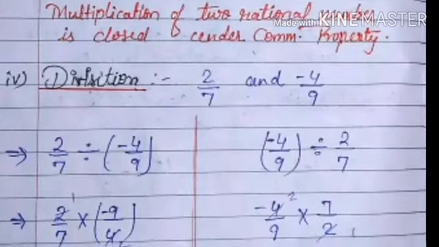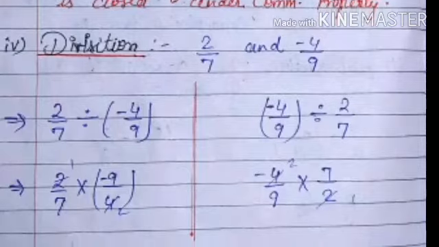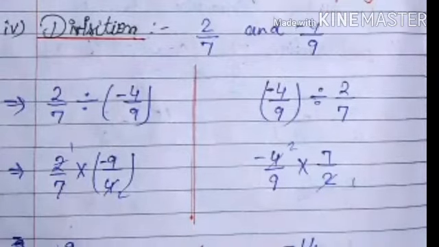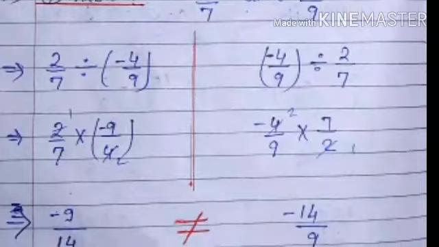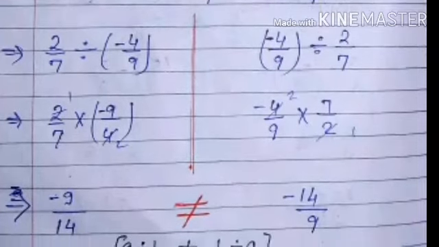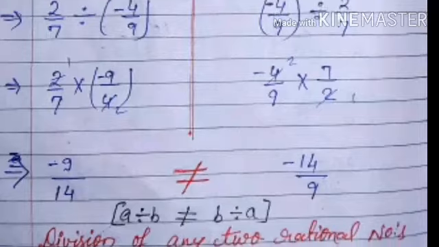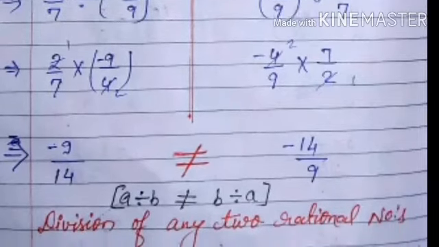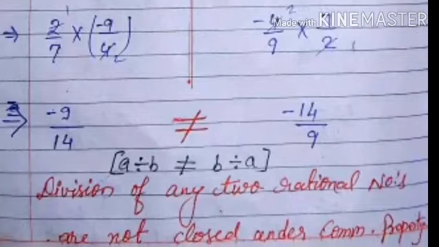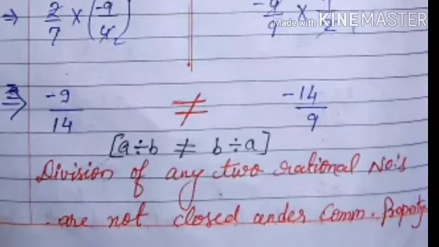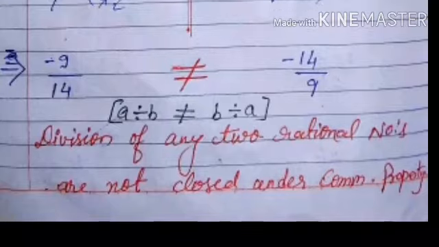Next we will check for division. Now we have again two rational numbers, 2/7 and minus 4/9. So first we will divide 2/7 by minus 4/9, and on the other hand we will divide minus 4/9 by 2/7. Finally we get minus 9/14, and on the other hand we get minus 14/9. That is not equal to each other. So we can say that a divided by b is not equal to b divided by a. That means division of any two rational numbers is not closed under commutative property.